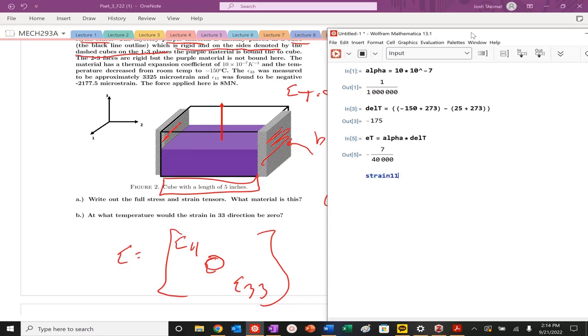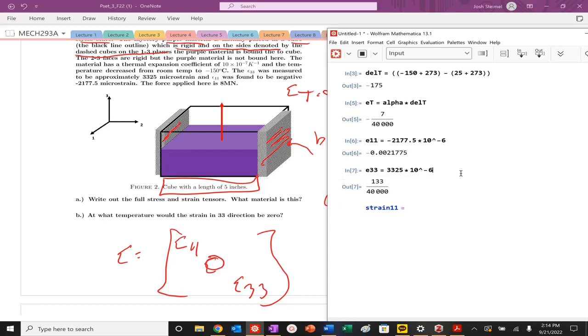Well, I'm given my strain in the 1-1, or actually I could develop my strain 1-1 equation. But let me define it. E11 is minus 217.5 times 10 to the minus 6. E33 is going to be equal, makes sense because we're pulling, 3325 times 10 to the minus 6 microstrain, so make sure that we're using that appropriately. Excellent. We can also define our E22 is equal to 0 here.